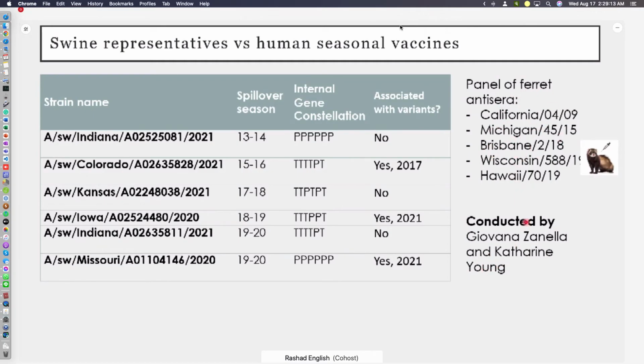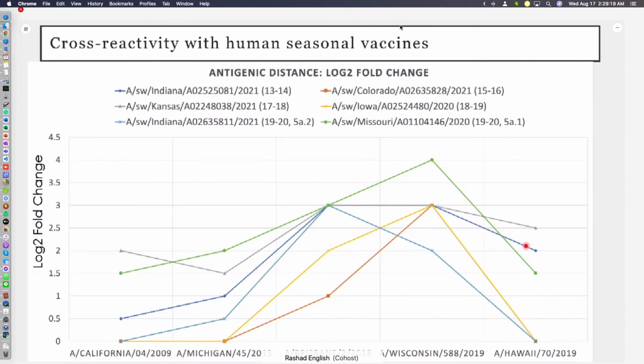This study was conducted by Giovanna Zanella and Catherine Young at the Flu Crew. So this is the result. You can see antigenic distance plotted. To orient you a bit, on the x-axis are the vaccines, and the y-axis is the antigenic distance, a log 2-fold change in the HA titers. We see a lot of variation here, but for at least 2 of those strains, the Kansas 20, shown in gray and green, they were at least 1.5 antigenic units away from all the vaccines, and the others were significantly different from at least one of the vaccines.